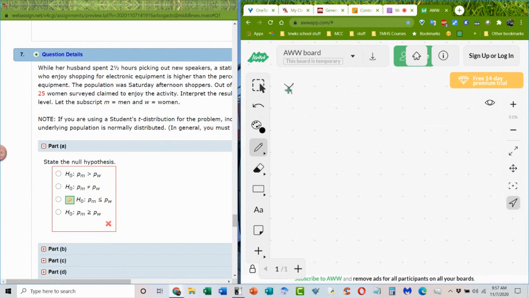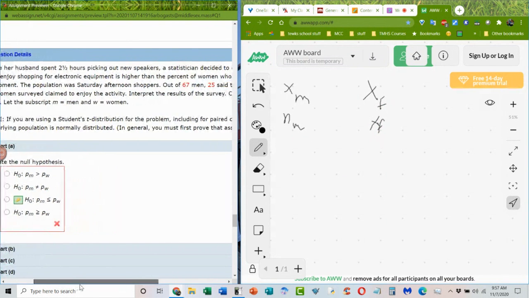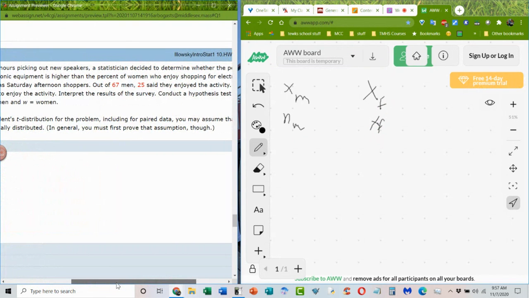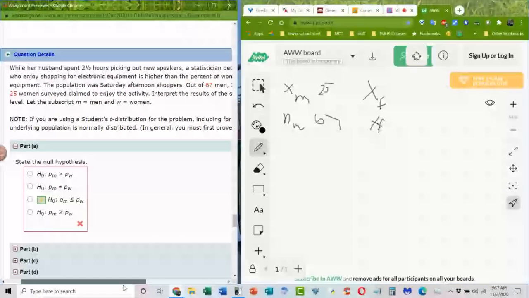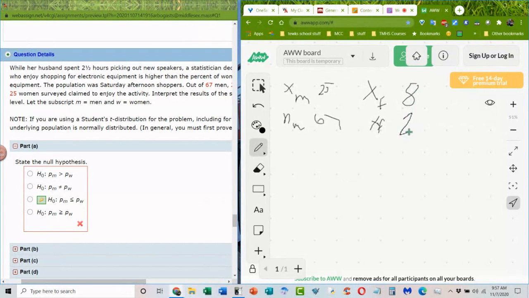So we have the number of successes in men out of the number of men, the number of successes in females out of the females. She surveyed 67 men and 25 said they liked shopping. So 25 out of 67. And for females, it was out of 25. Right. So because these are proportions, we're going to have z-tests, right?